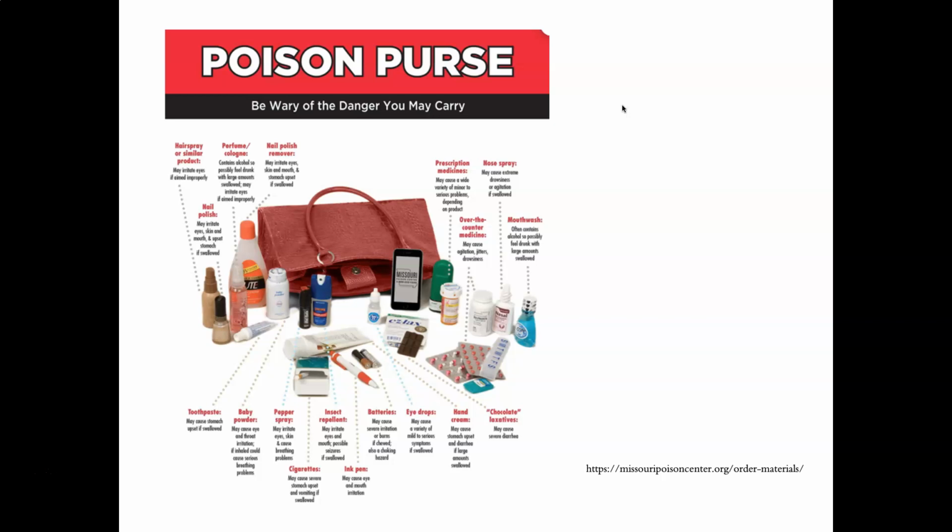And this just gives you a list of those types of things like hairspray, perfume, nail polish remover, prescription medications, over-the-counter medications, nose spray, mouthwash, chocolate laxatives, hand cream, eye drops, batteries, ink pen, insect repellent, cigarettes, pepper spray, baby powder, toothpaste, all those types of things can be toxic to a child or to a pet.